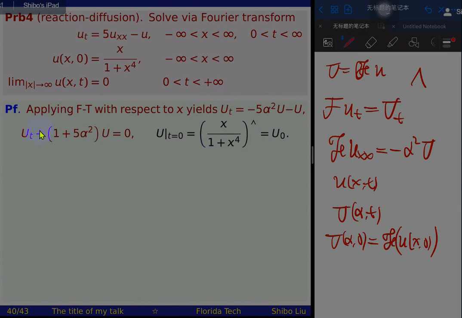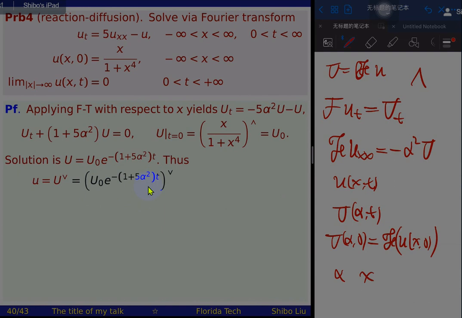Now, this gives us an initial value problem for a first order linear homogeneous ODE. It is easy to see that the solution is given by U0 times this exponential function. Therefore our small u is the inverse transform of this capital U. But in this function, we can move something out of the operation. Why? Because the Fourier transform is related to the variables alpha and x. Our Fourier transform has nothing to do with t.